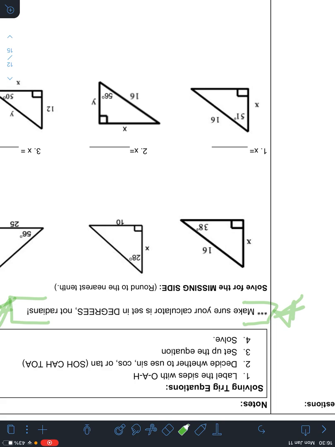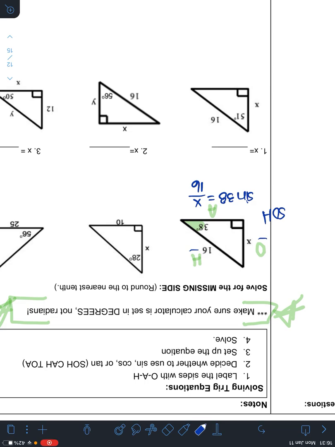So the first thing that we always do is we label our sides with O, A, and H. So here is my angle, and based on that angle, X is the opposite side and 16 is the hypotenuse side. We can also label our adjacent side. It doesn't have any information on it. So then I have a side with O and with H. So that would be SOH, or sine. So we set it up. The sine of the angle is equal to the opposite side, X, divided by the hypotenuse, which is 16.